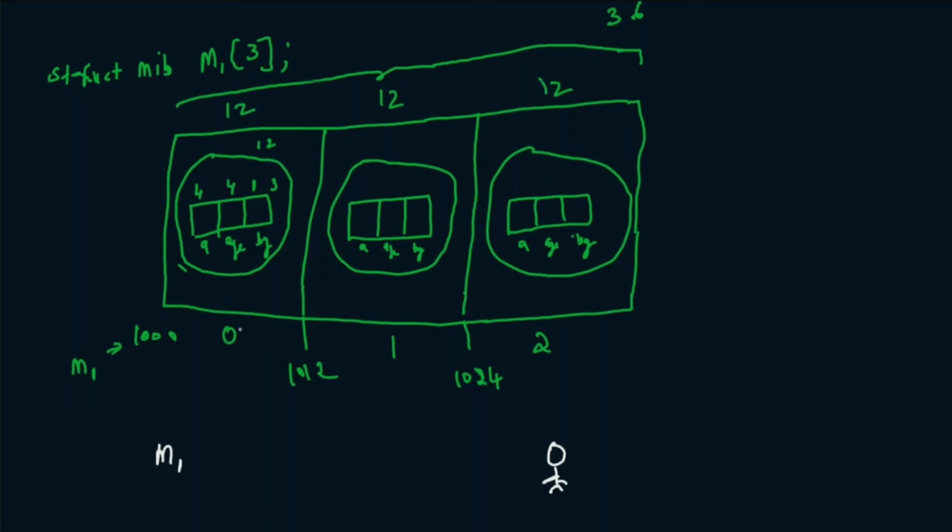Now inside which block do I want to go? You have 0, you have 1, you have 2. So I'll say I want to go to the 0th block. When I say 0th block, this indexing is nothing but a number only. It will go inside like this itself.